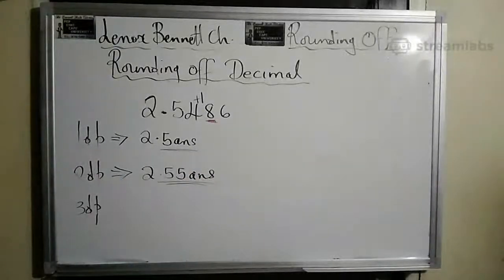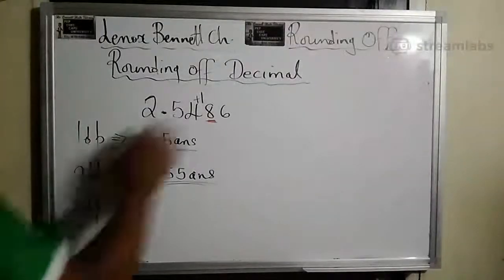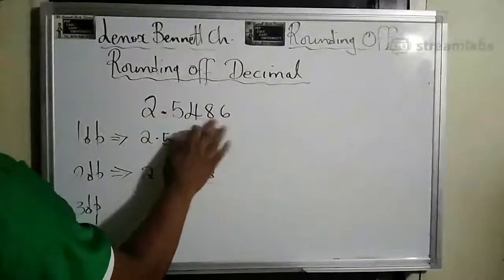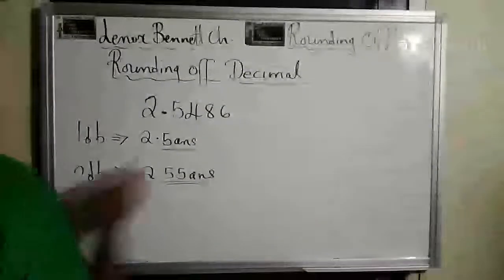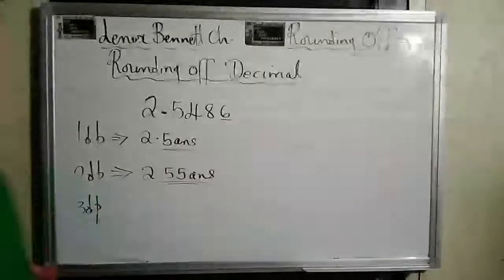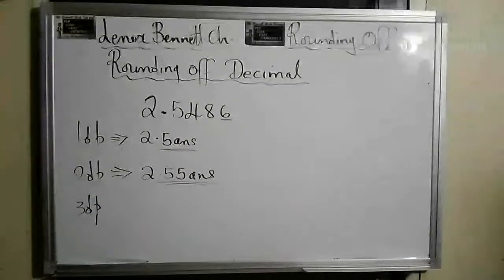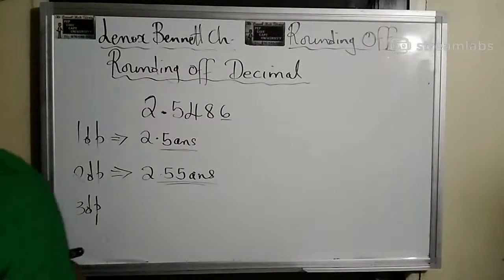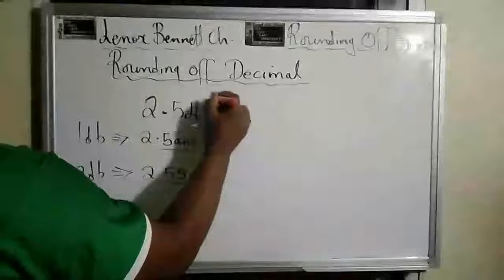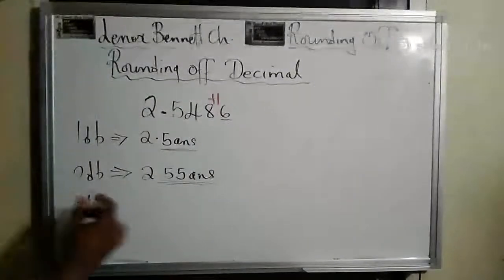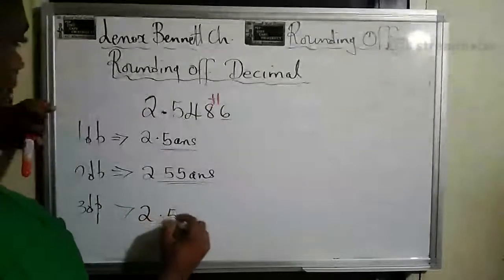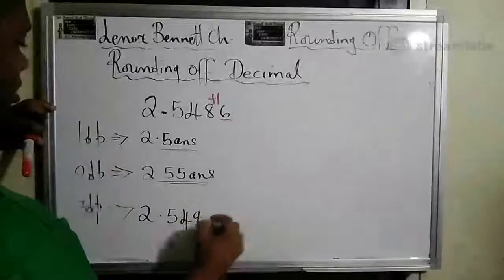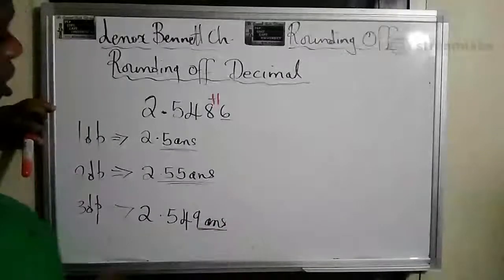Let us go to 3 decimal places. Now we go to 8, and then immediately to its right, and this one is 6. So 6 is greater than 5, and the rule states if it's greater than 5, we simply add 1 to this. So let us add 1 to 8. That gives us 9. So 3 decimal places would be 2.549, and that would be our answer.